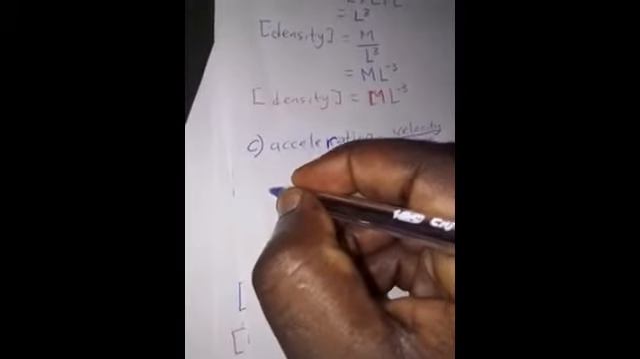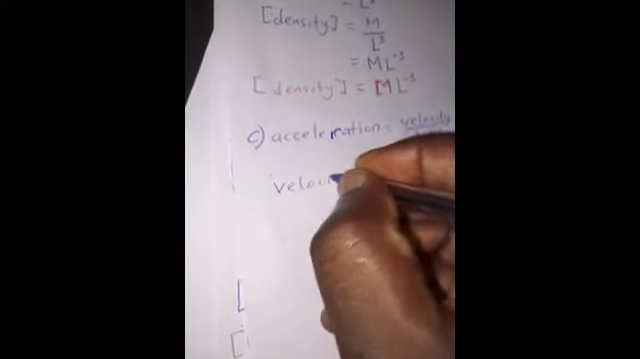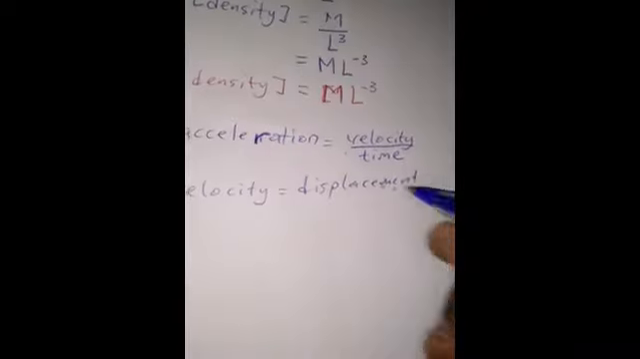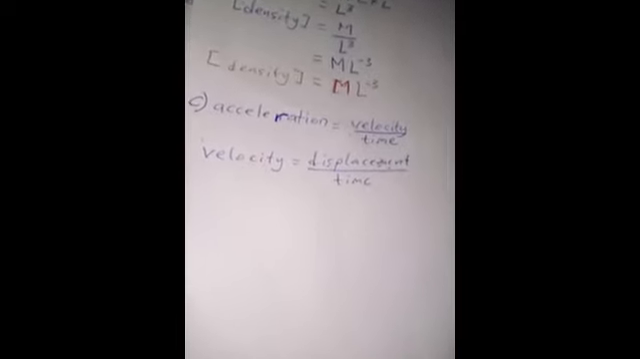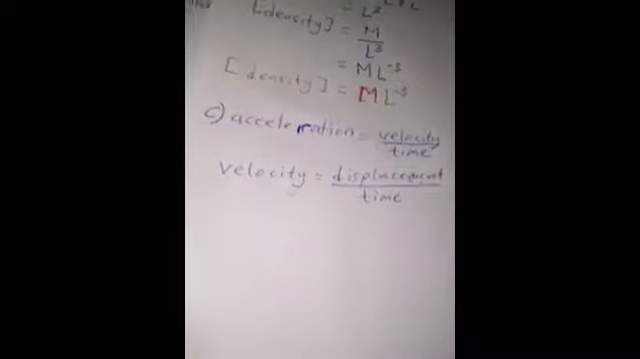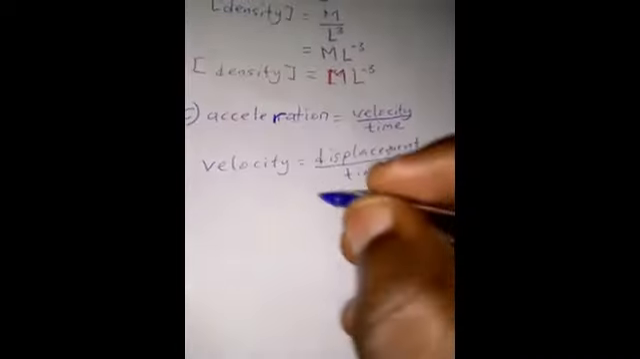So for that, velocity is equal to displacement divided by time. Displacement over time. The video is getting too long. Displacement over time.